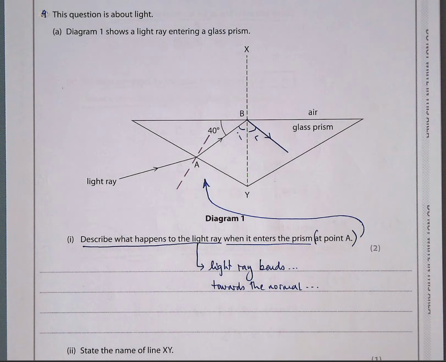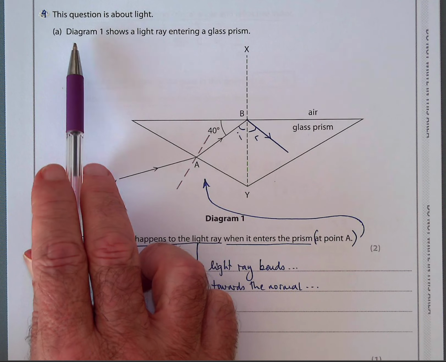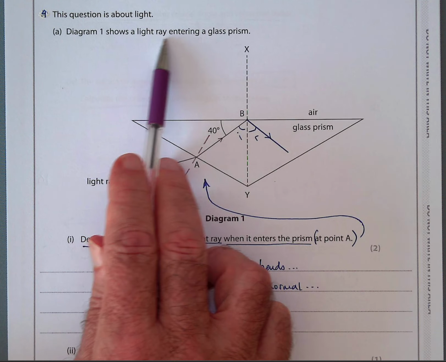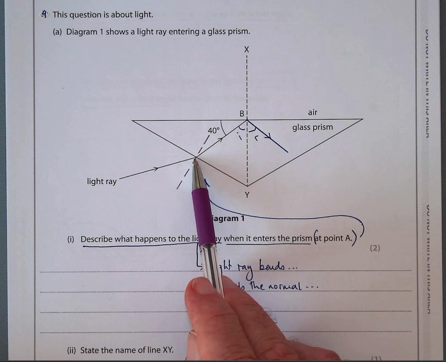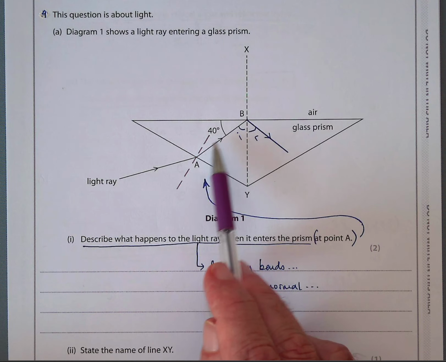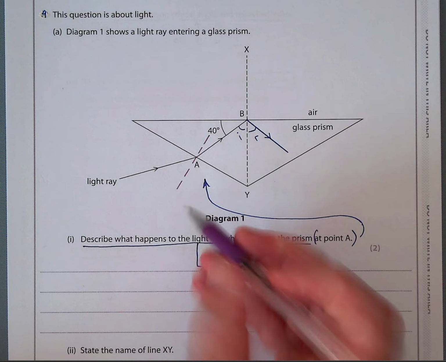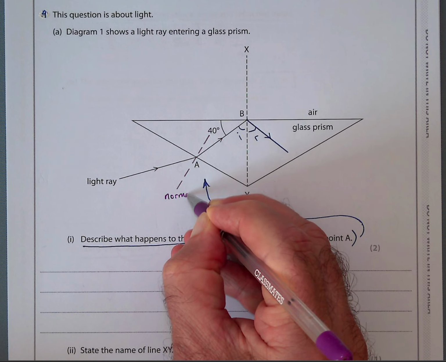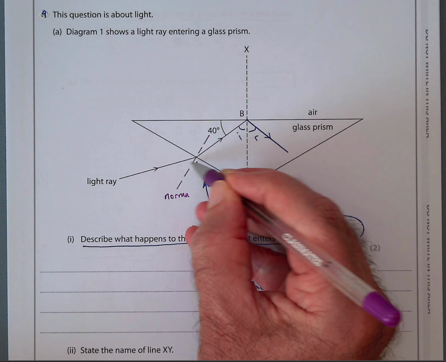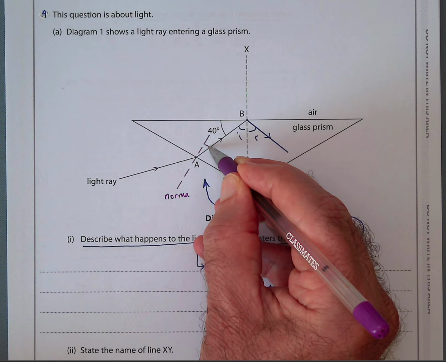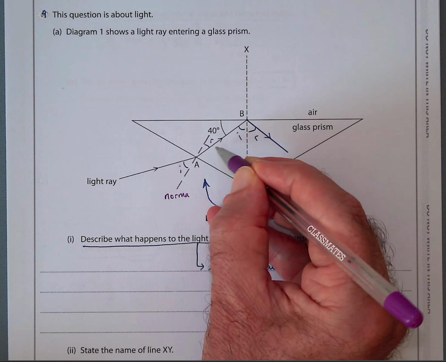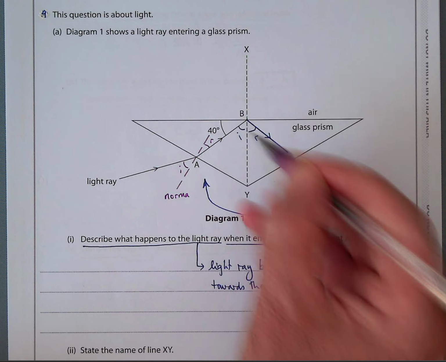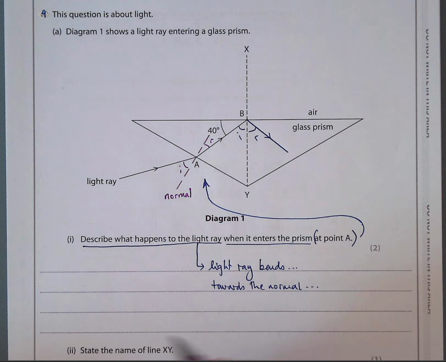The next question is on waves, optics. This question is about light. Diagram 1 shows a light ray entering a glass prism. So here's the glass prism, yeah. So the light ray enters here at point A. It gets refracted towards the normal. I've drawn the normal, yeah, so this is a normal drawn at point A, so that's the entry point of the ray. It bends towards the normal, so this angle is bigger, I is bigger than R, okay? And 40 degrees is this angle there. So this is called the normal.